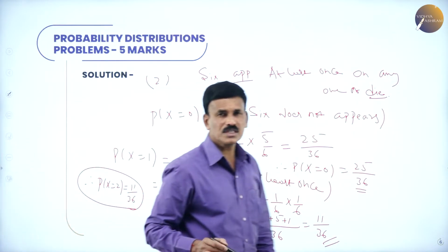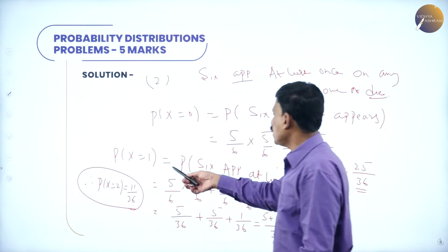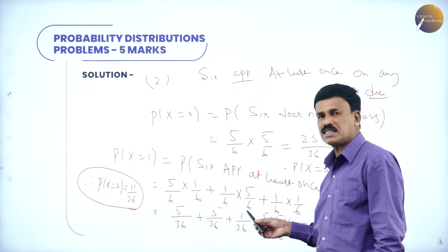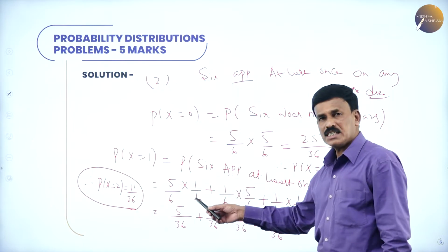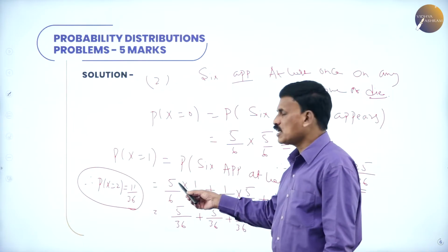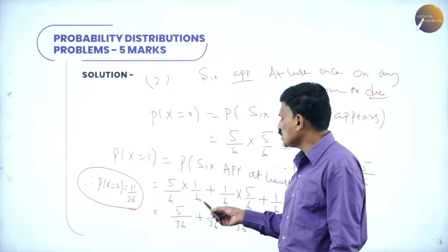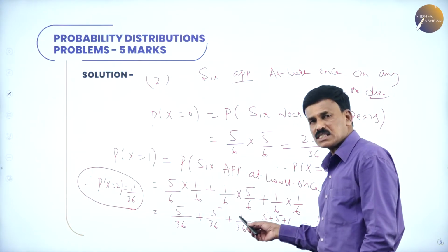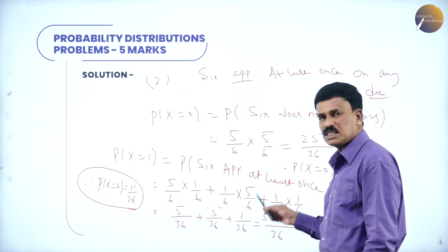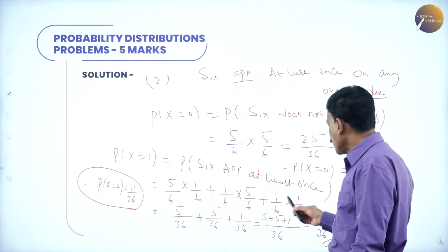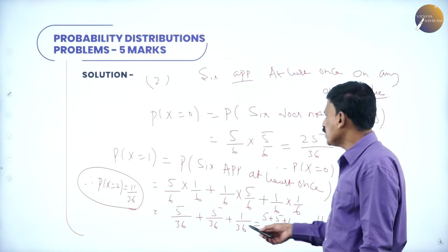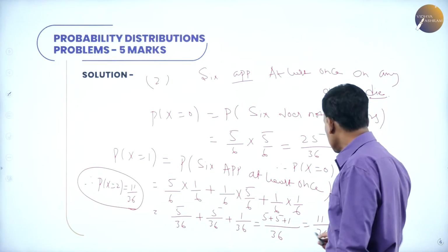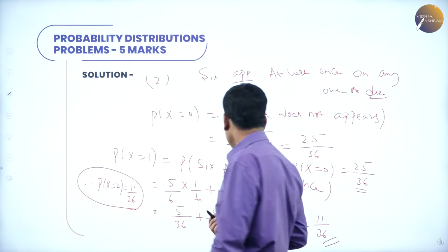See here, this is a very important concept. Now, P of x is equal to 1 means the probability that the 6 appears at least once on the die. So that is the case that arises. 6 does not appear means 5 by 6, into appears means 1 by 6, plus: first case 6 appears, in the second case it does not appear, 1 by 6 into 5 by 6, plus in both the cases if 6 appears, 1 by 6 into 1 by 6. That is 5 by 36 plus 5 by 36 plus 1 by 36, that's equal to 11 divided by 36.